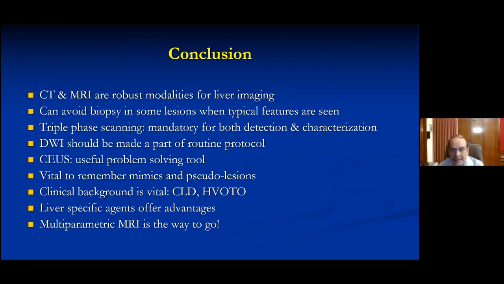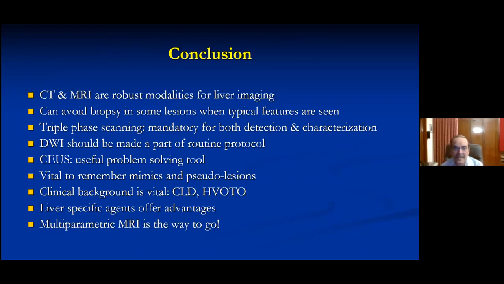To conclude, CT and MR are both robust modalities for evaluating focal liver lesions. Ultrasound today is used essentially for screening, or in the oncology population, if you have a patient with known cancer and you have multiple liver lesions, then you can straight away go ahead and do an FNAC, and you may not do a CT for those liver lesions unless a CT is required for staging of the rest of the disease.